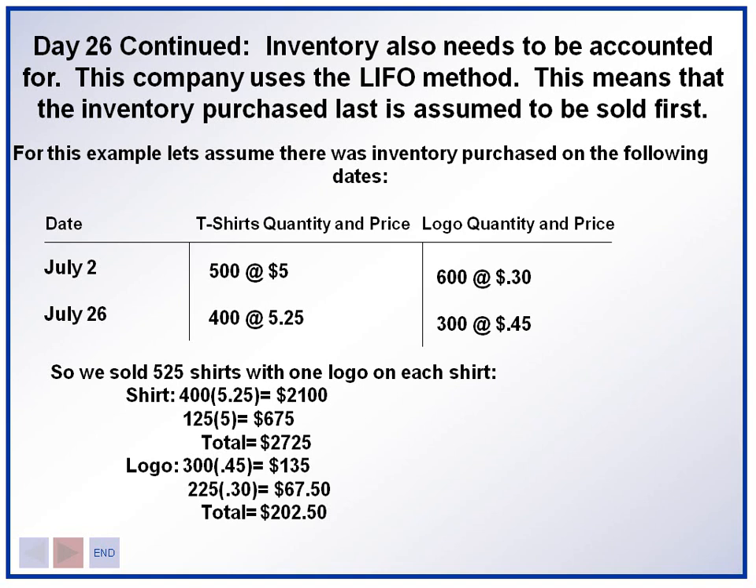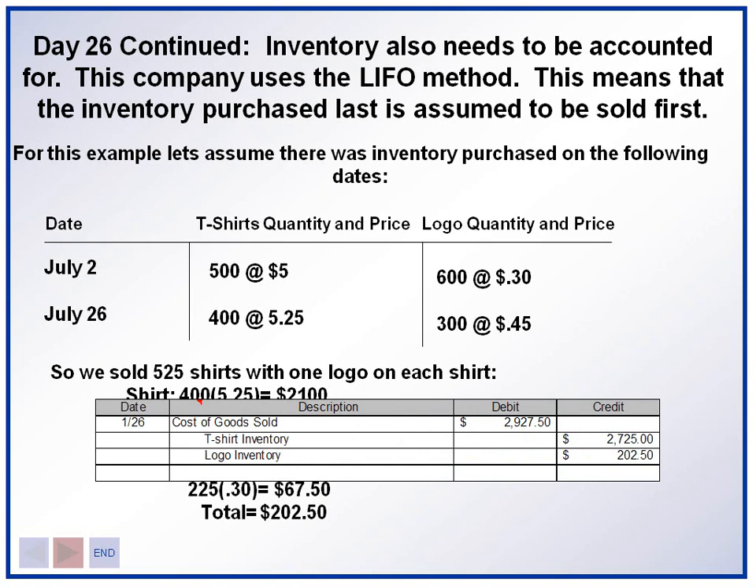Using the LIFO method, we are going to sell the inventory purchased last first. For our t-shirts, we are going to sell 400 at a cost of $5.25 each, and we're going to sell 125 shirts at a cost of $5 each. For our logos, we are going to sell 300 logos at 45 cents each, and using the LIFO method, we'll finish by selling 225 logos at 30 cents each.